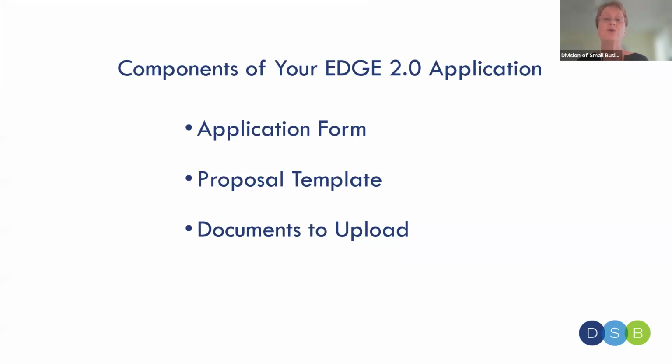First, when we're talking about your Edge 2.0 application, we're really talking about three components. There's the application form itself, and think about that as the demographic information that you need to fill out, all of the name, tax ID number, things like that. Then there is the meat of the application, which is the proposal template. And then there are additional documents that you will need to upload in order to submit a complete Edge application. We're going to go through this one by one.